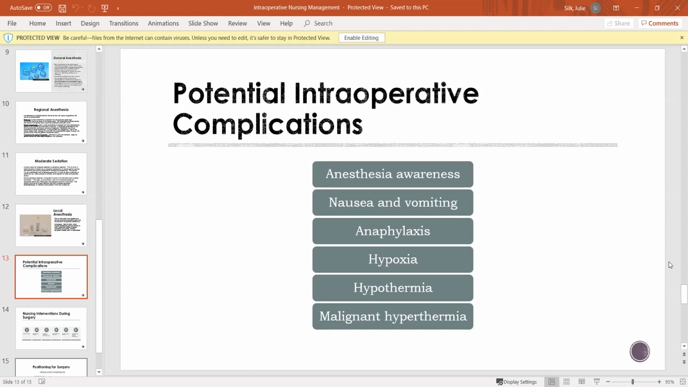Hypoxia is another thing here. We are going to really keep a close eye on their pulse ox during the procedure, because brain damage from hypoxia can occur in minutes. So you have to really monitor well to make sure that they're oxygenating well.